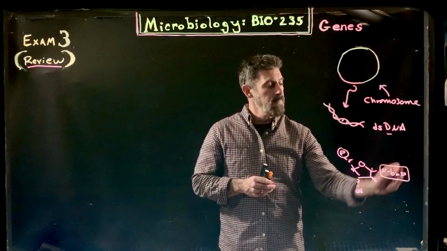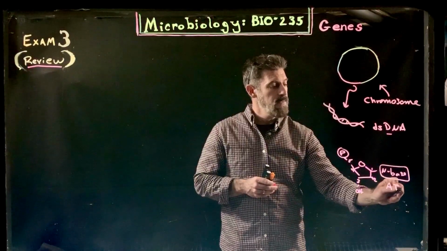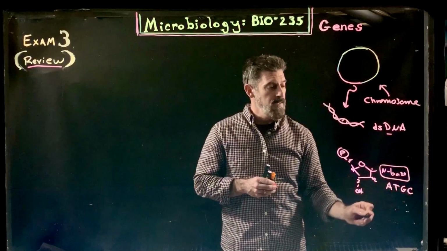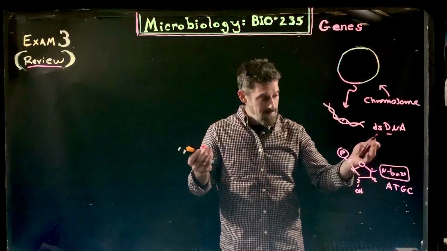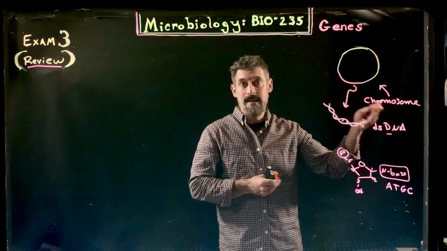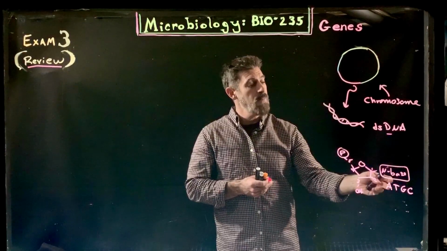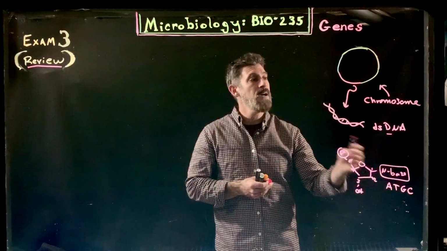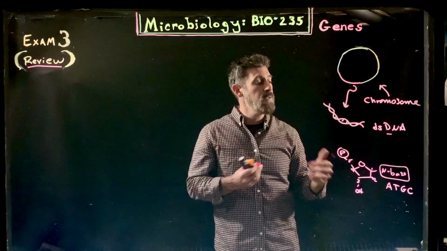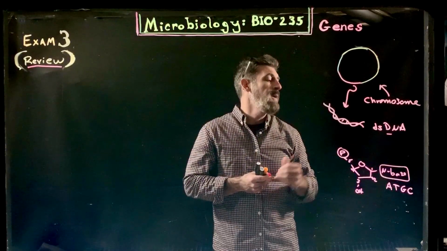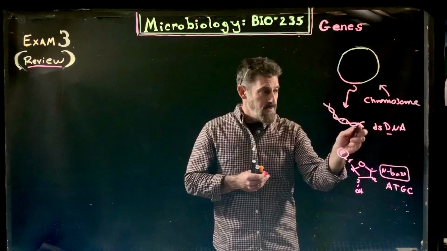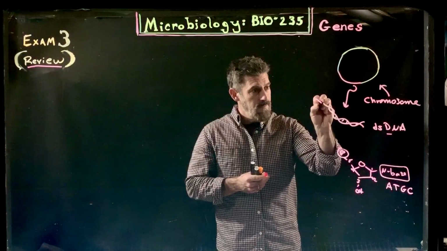And that base would be A, T, G, or C. And that's what makes our genetic code. The sugar is always the same, the phosphate's always the same. What's unique is that there are these 4 different nucleotides arranged in different orders that then code for information. Now, a single strand of DNA.